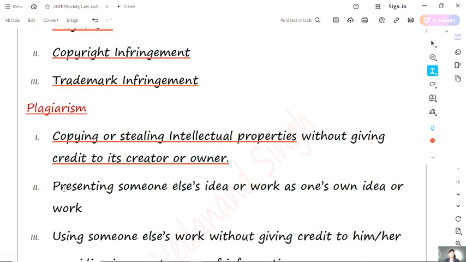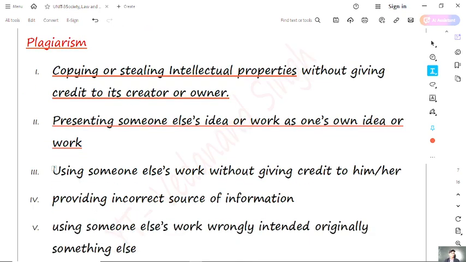Next is presenting someone else's idea or work as your own ideas or work. Suppose you have taken an idea from other places or other creators and you are trying to show that this is my idea, so it is known as plagiarism. You cannot show it over digital media.